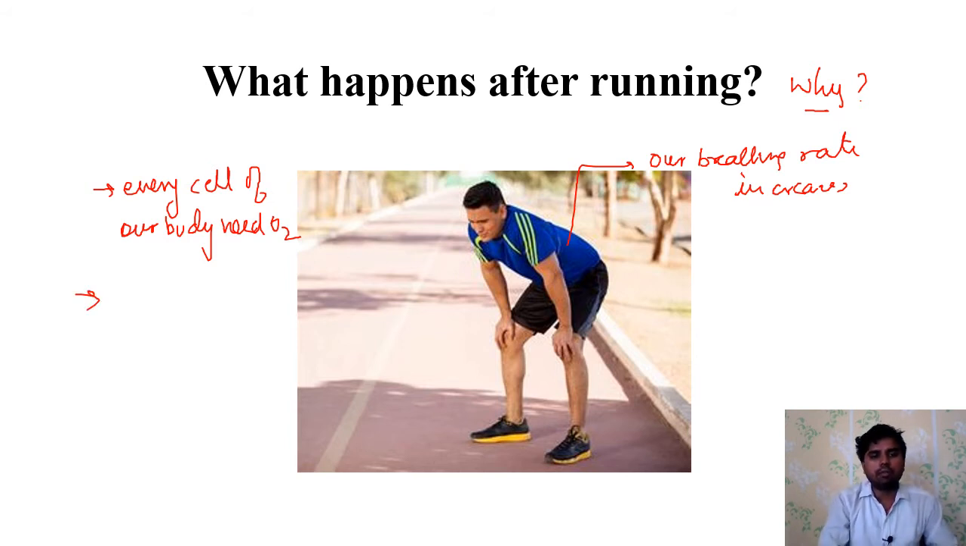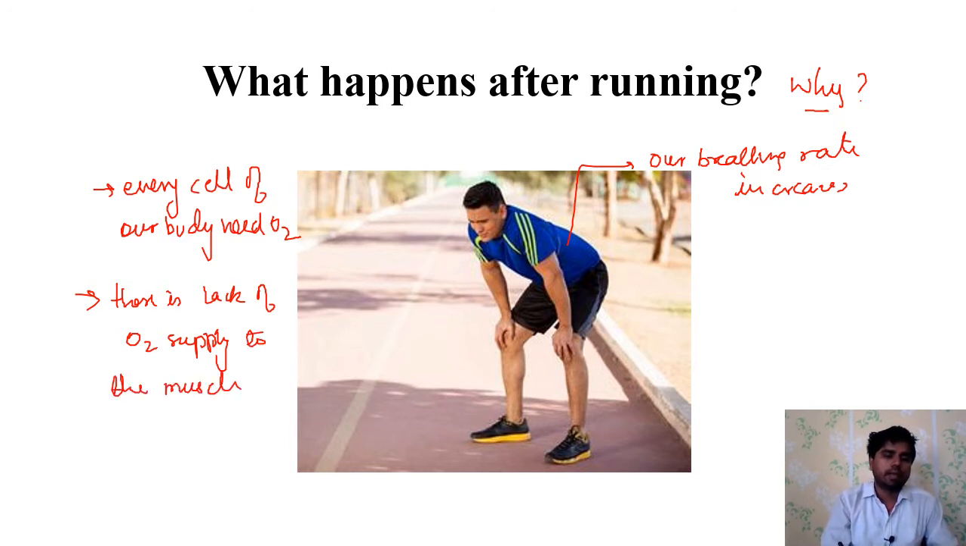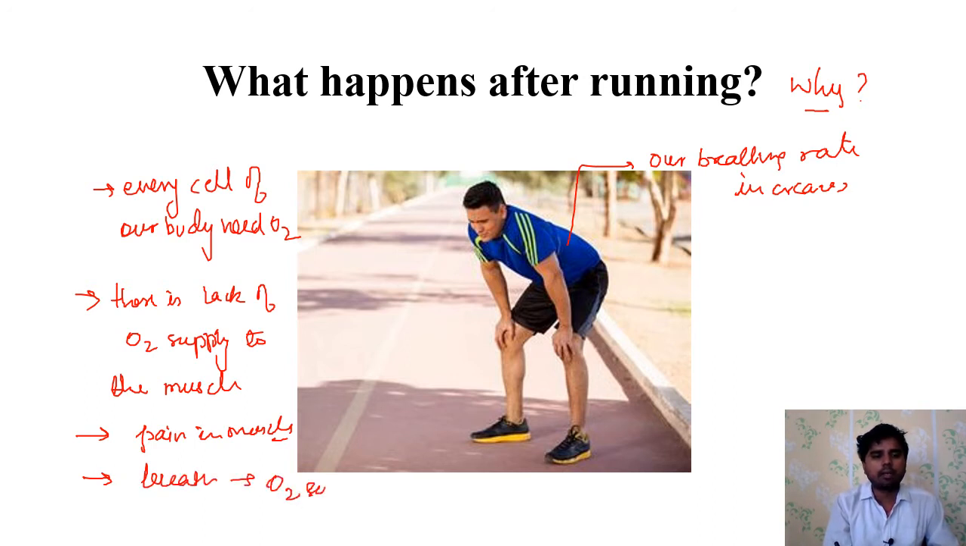Now what happens is that while we are running or doing enough exercise, there is a lack of oxygen supply to the muscle. Okay, and this leads to pain in our muscles. That's why, to reduce that pain, our body breathes fast so that enough oxygen supply can be made to the cells. Okay, got the point?